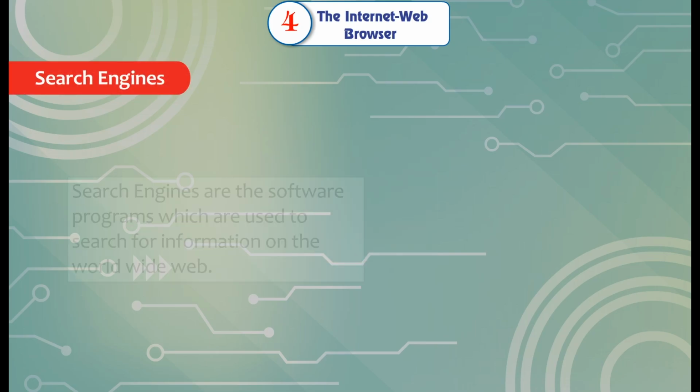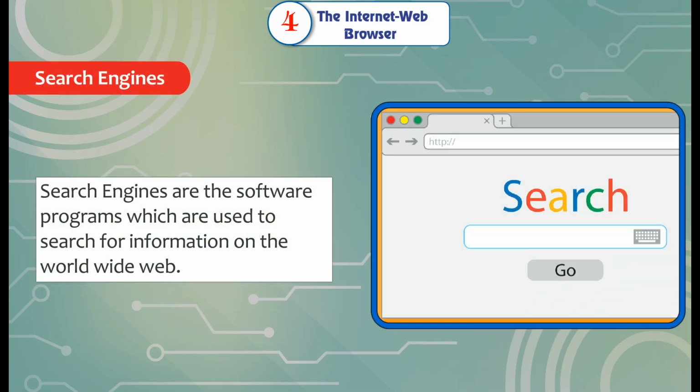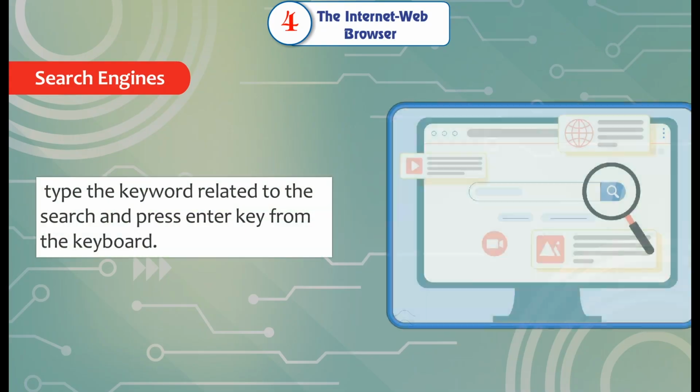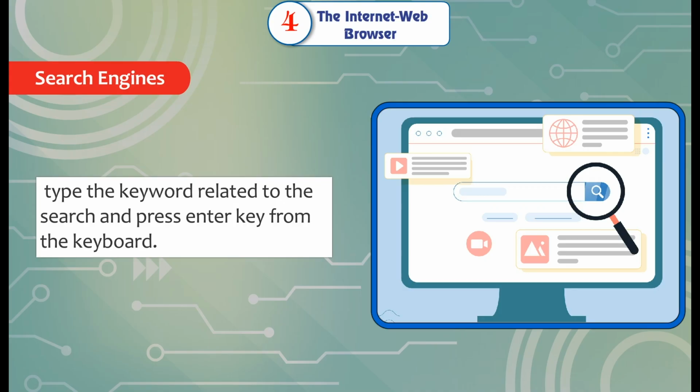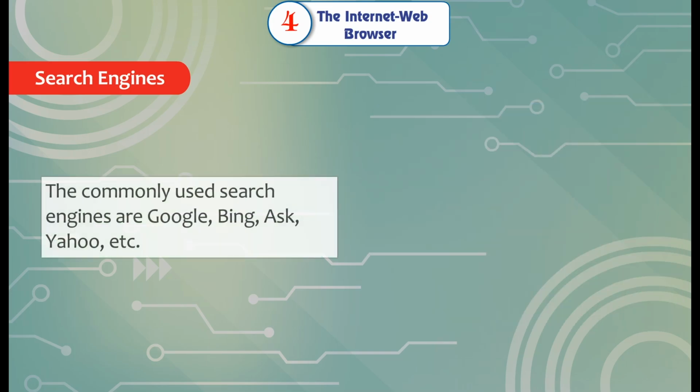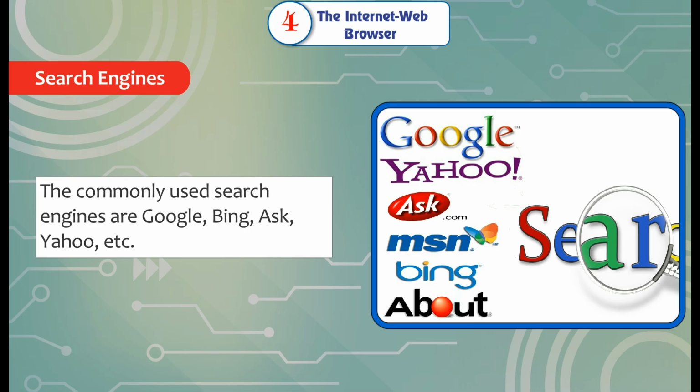Search engines. Search engines are the software programs which are used to search for information on the World Wide Web. You need to open a particular search engine on a web browser, type the keyword related to the search and press the Enter key from the keyboard. It will display the list of web page links related to the search. The commonly used search engines are Google, Bing, Ask, Yahoo, etc.